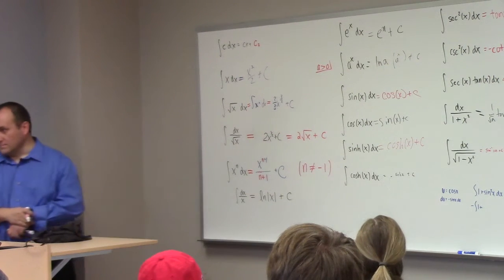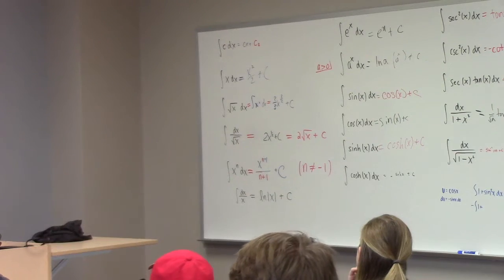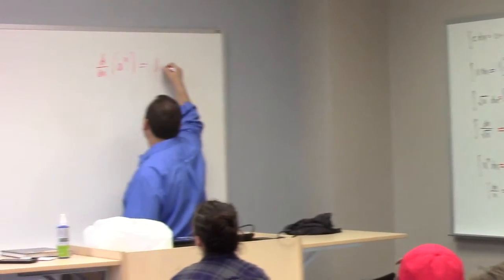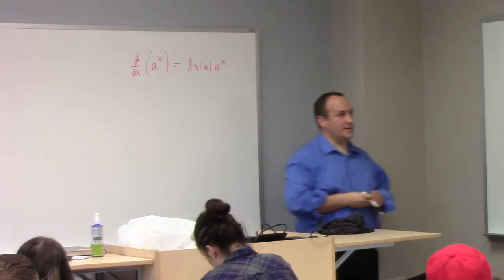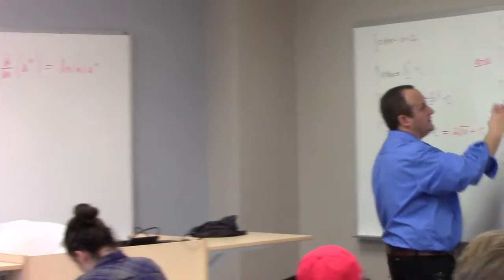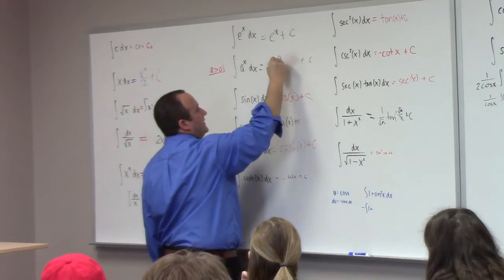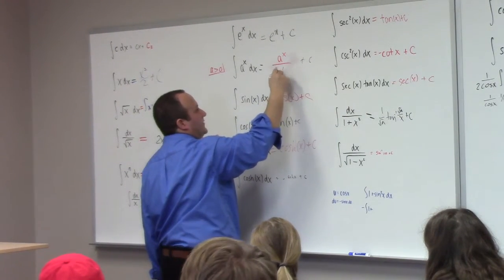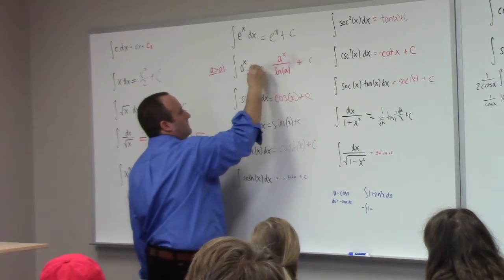So the derivative of a to the x is the natural log of a times a to the x, right? But the integral of a to the x is, in fact, a to the x over the natural log of a, or you could write it various different ways, but that's it. All right?